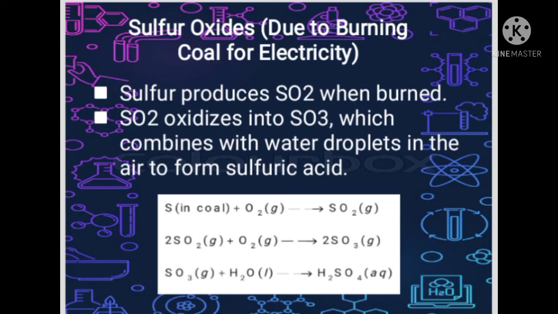So next we have the sulfur oxide due to burning coal for electricity. So we have the sulfur produces SO2 when burned, and SO2 oxidizes into SO3, which combines with water droplets in the air to form sulfuric acid.